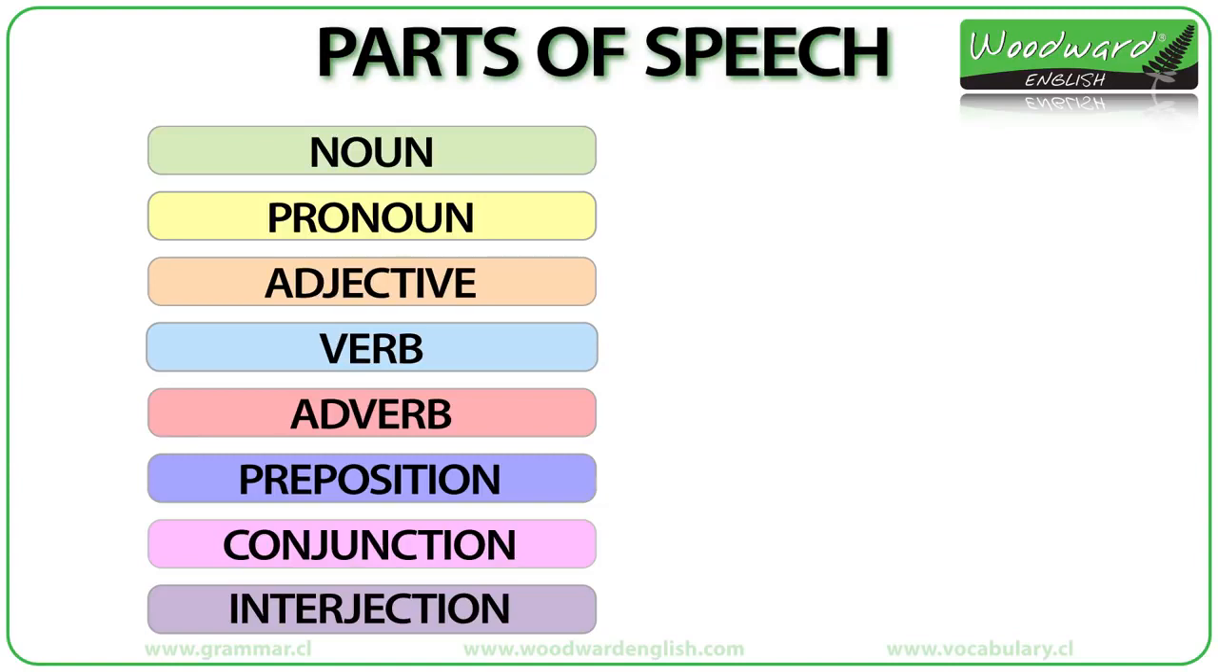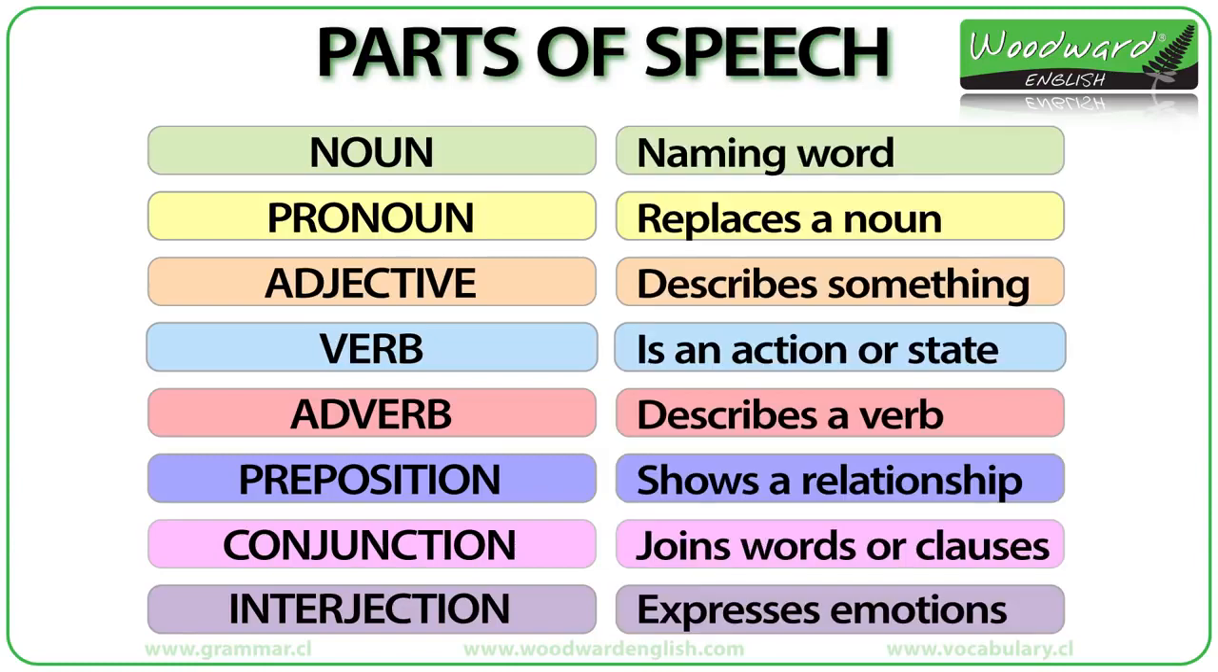Each part of speech has a specific use or function. In general, a noun is a naming word, which is the name of something. A pronoun replaces a noun. An adjective describes something. A verb is an action or a state of being. An adverb normally describes a verb or sometimes gives more information about an adjective.